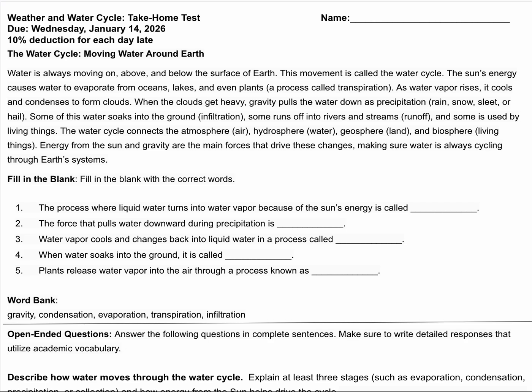4. When water soaks into the ground, it is called blank. 5. Plants release water vapor into the air through a process known as blank. Word bank: gravity, condensation, evaporation, transpiration, infiltration.